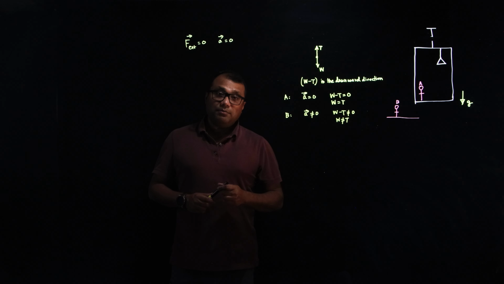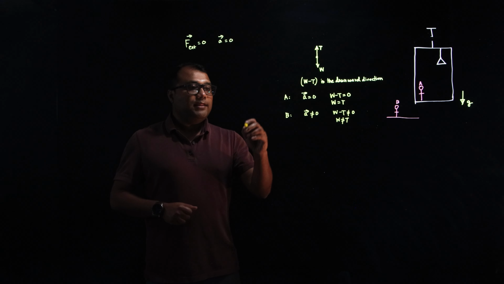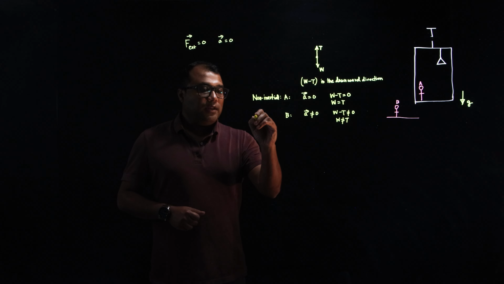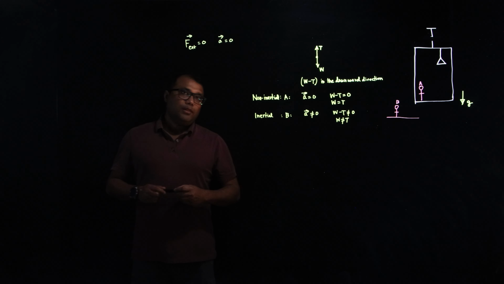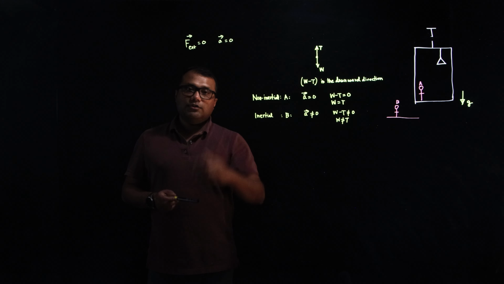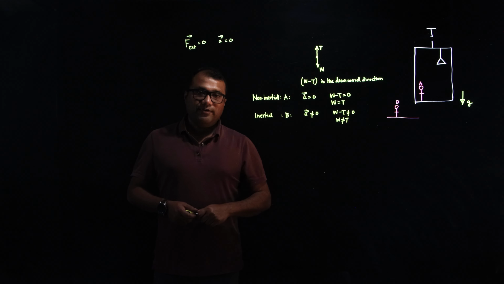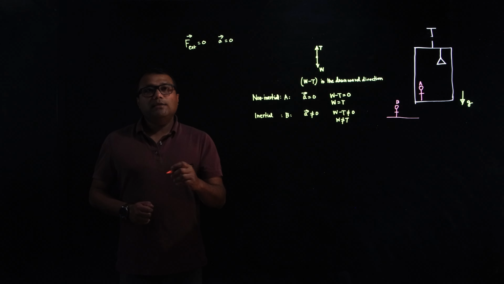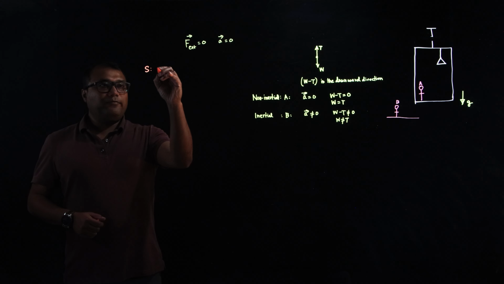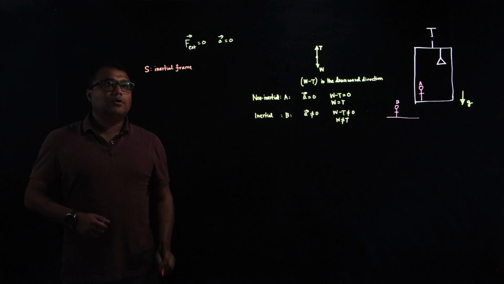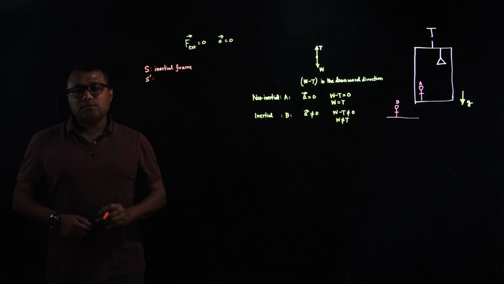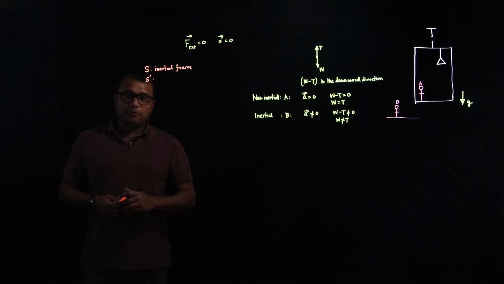So in this case, A's frame of reference is an invalid one, and we call that a non-inertial frame. And B's frame of reference is called an inertial frame of reference. So indirectly, Newton's first law actually defines an inertial frame of reference in which you can apply Newton's first law. Now let's suppose S is an inertial frame of reference, and let's suppose S dash is another frame of reference which is moving in a uniform motion with respect to S.